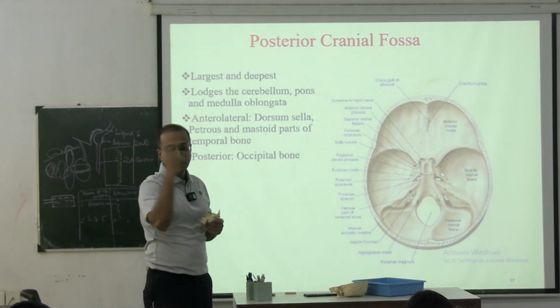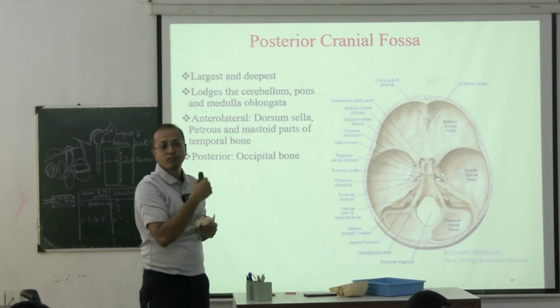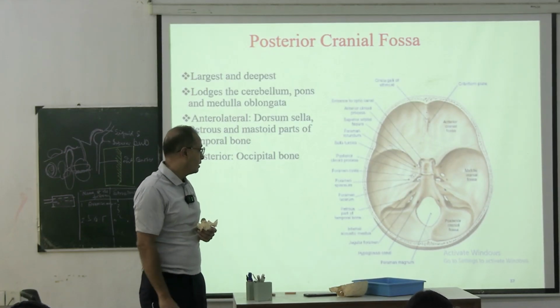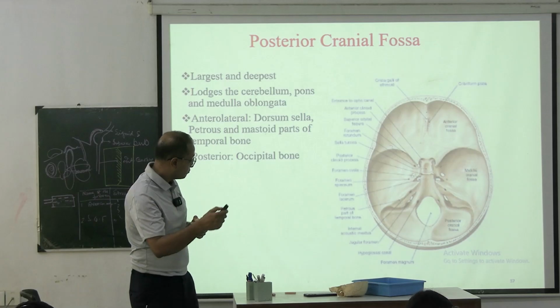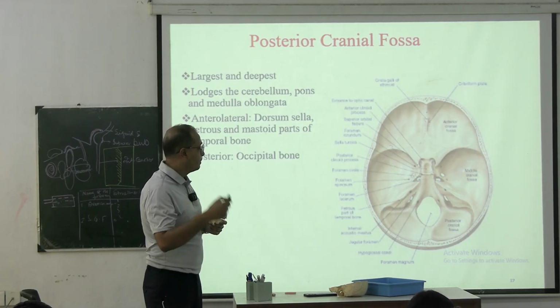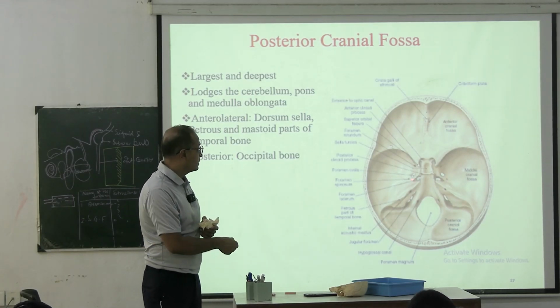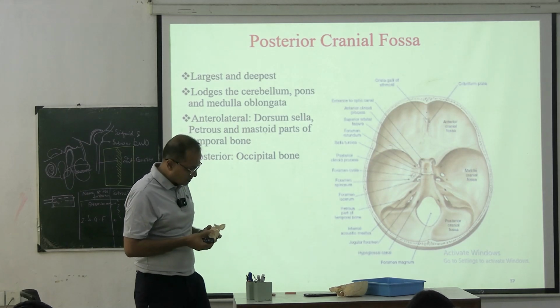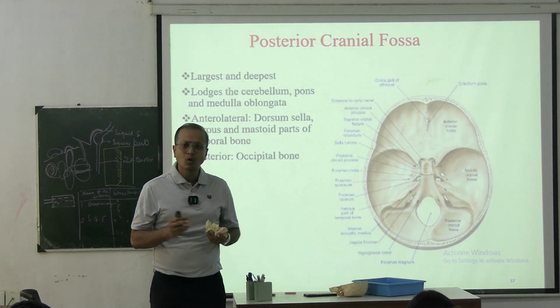That kind of hook helps in hanging a layer of meninges, a fold of meninges, which we are going to talk about. Those hooks we call the clinoid processes, anterior and posterior. So, that is about the sphenoid bone in short.